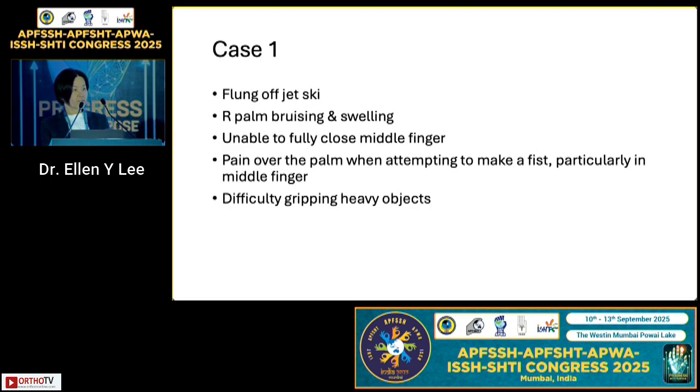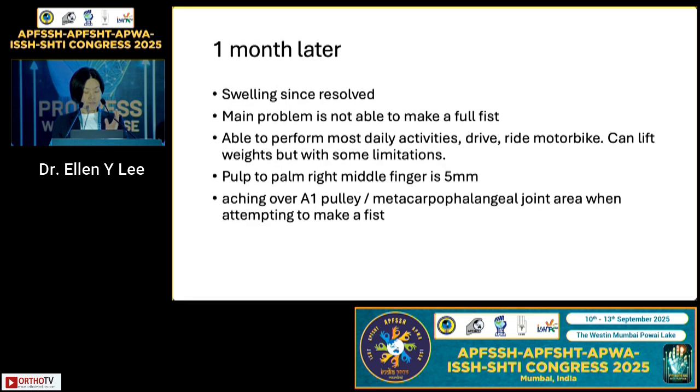For the first example, a young man came to me after he was flung off a jet ski and had bruising in his palm. His main complaint is that he can make a fist except for his middle finger, which doesn't come down. There's pain in his palm and he cannot grip. Otherwise, he is doing very well and he's able to work and do all his exercises, right?